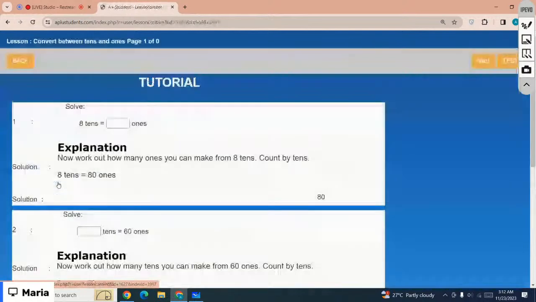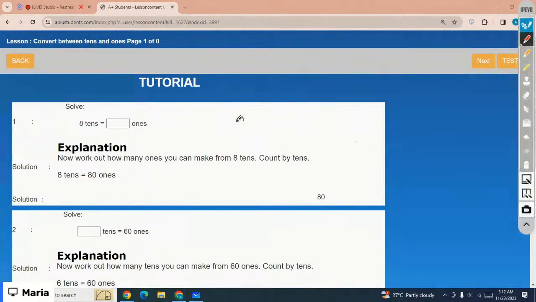Okay, 8 tens, right? You are given 8 tens. You need to count how many ones are in 8 tens, right? So 8 tens means it is 80. You are not given the ones digit, right? So 8 tens means 80 it is, right? So when you have the number 80, that means you have 80 ones. From 8 tens, you can make 80 ones, right?